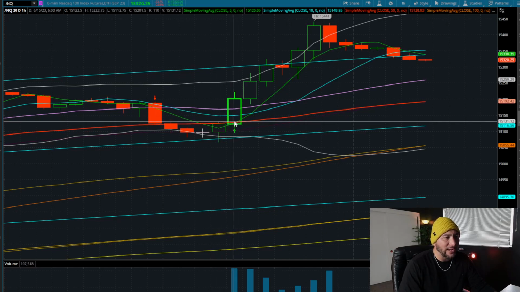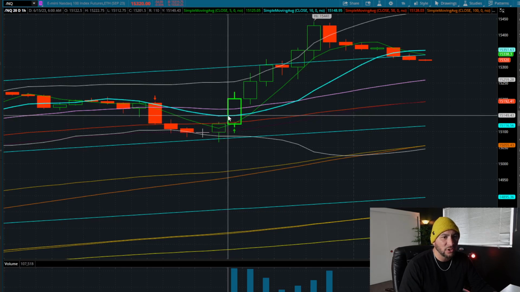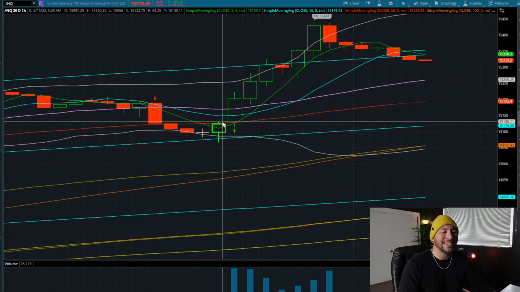So what I like to do here is see if we do break the previous hour candle, how much potential room do we have, right? So if I'm looking at this price here, 15,130 all the way up to the next supply zone, 15,149, that's about a 20-point move on the overall Nasdaq futures. That's a hell of a move. We can take 5, 6, 7, 8, 10 points out of this move.